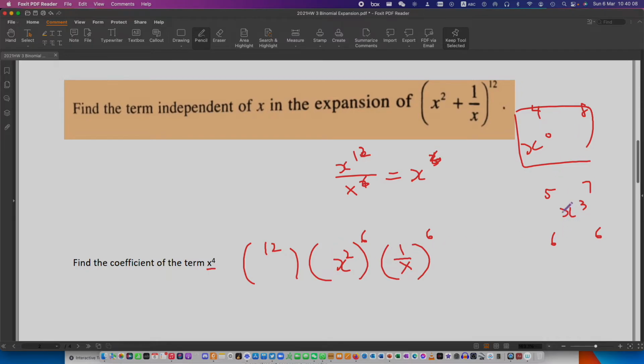You check already. So I put 4 and 8, I get x to the power 0. I put 5 and 7, I get x to the power 3. I put 6 and 6, I get x to the power 6. Can you see? You just skip. It skips, right? Yes. So therefore there is no such term.